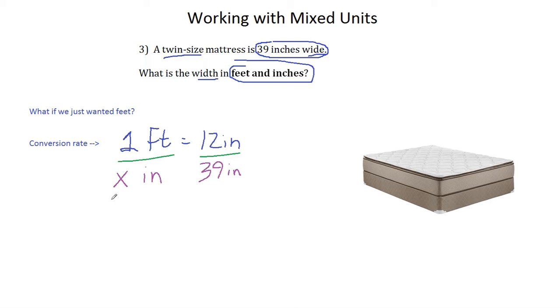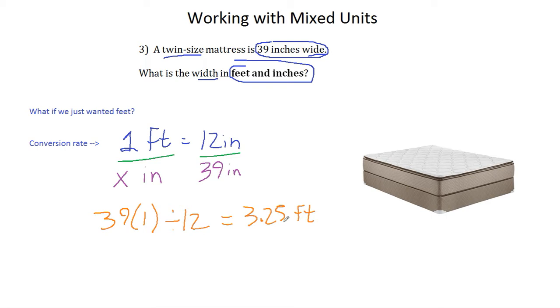By cross multiplying and dividing, we're going to do 39 times 1, or 1 times 39, and then divide by 12. Okay, so punch that into your calculator. I've got to pause and do that myself. Okay, my calculator tells me it's 3.25. And that would be feet, 3.25 feet.